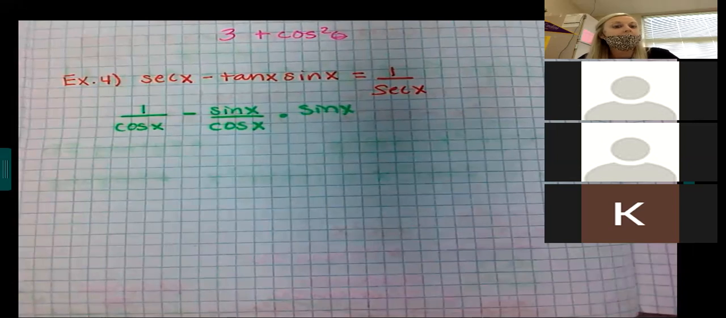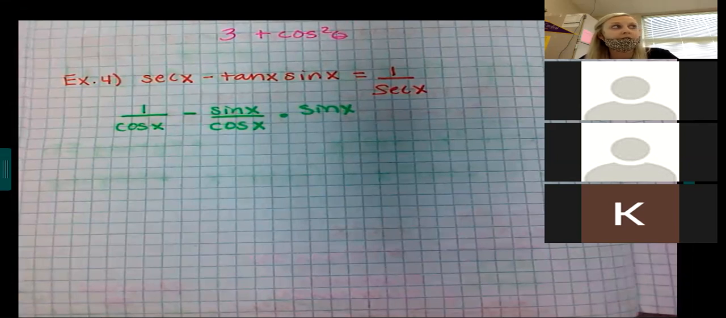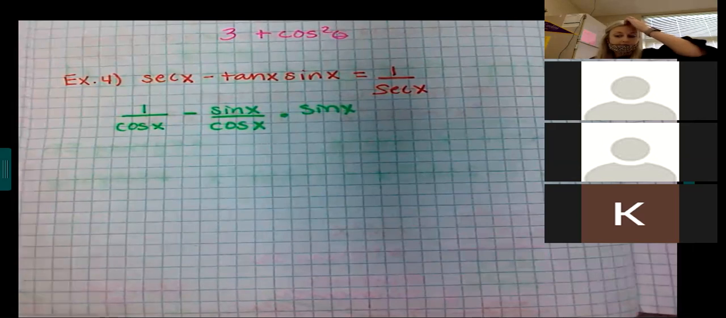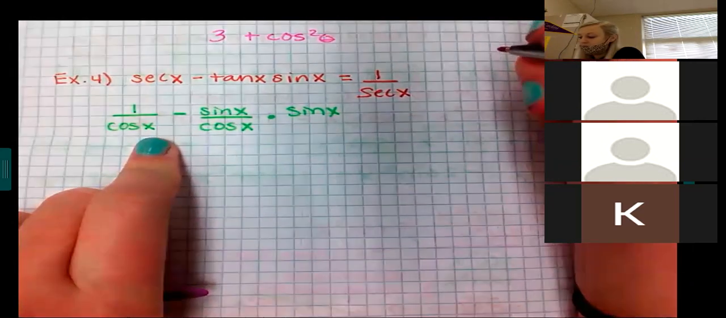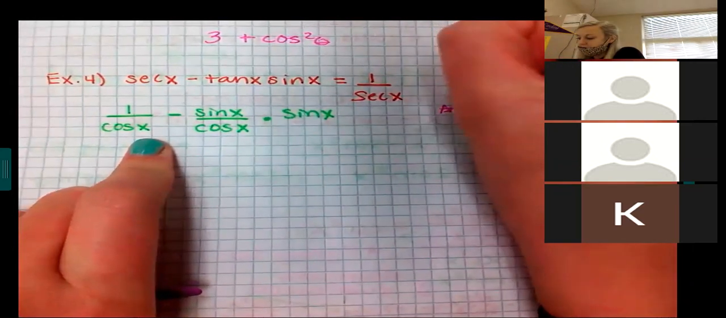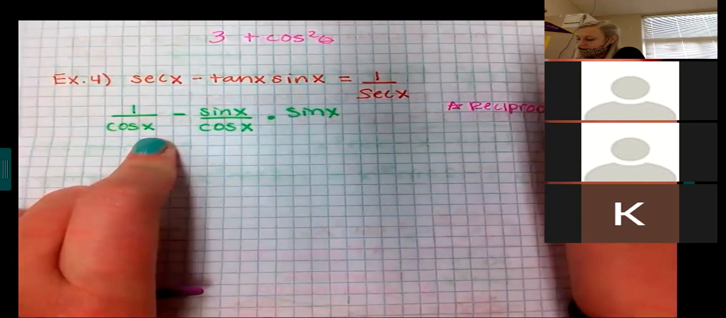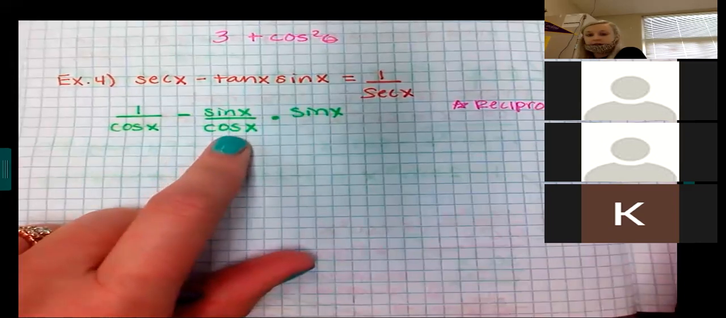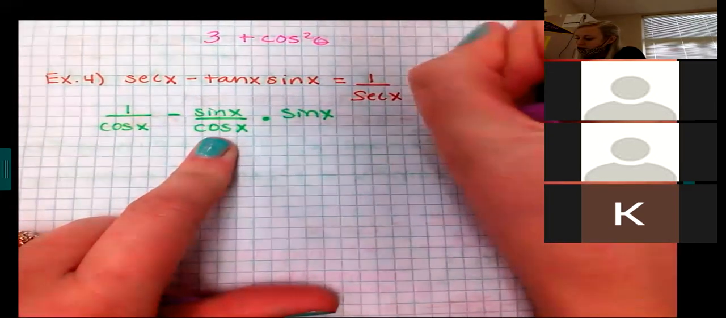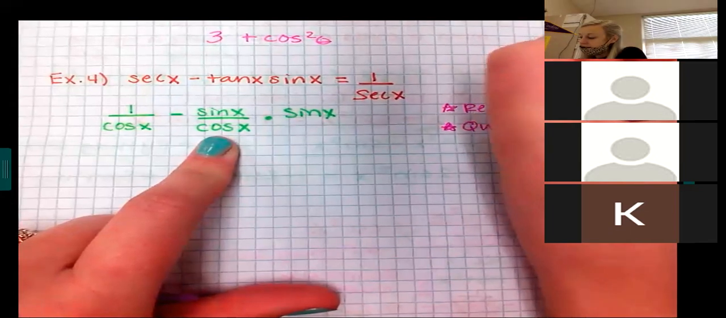Okay, wait. It took me a while, but I got there. This was my first step. If you didn't do this first, but then you ended up getting this, that's okay. But you are allowed to do more than one thing in a step. You just have to justify everything you did. Does everybody see how I rewrite secant as 1 over cosine? So that is a reciprocal identity. Then I rewrote tangent as sine over cosine. What is that right there? A quotient identity because you're dividing.